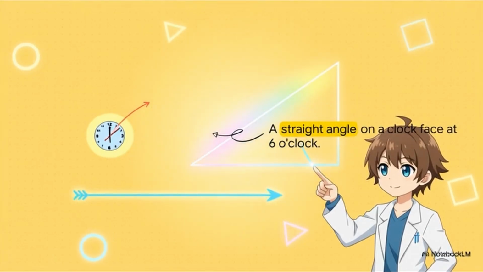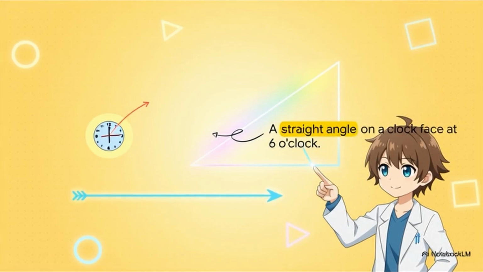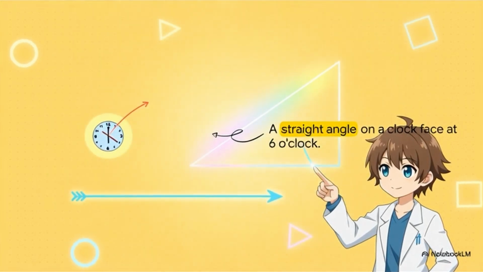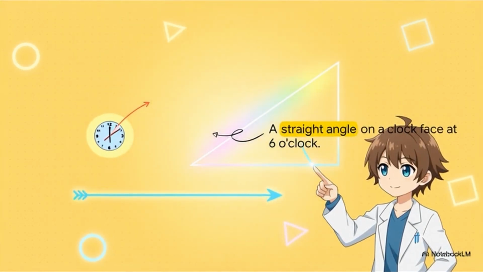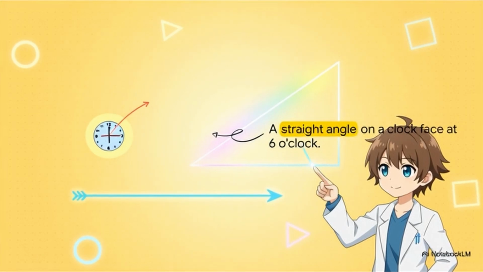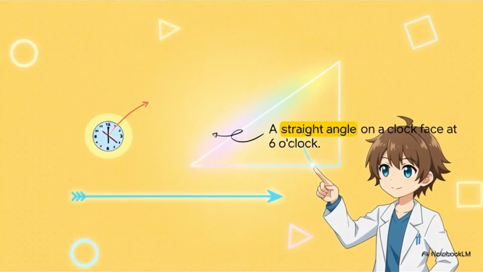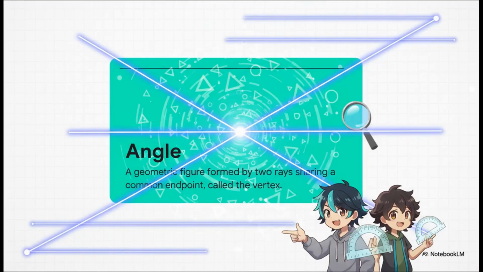And for our last example, check out 6 o'clock. The hands make a perfectly straight line. And get this, that is also a type of angle. So what's going on here? What even is an angle, really? Okay, so here's the official definition. An angle is basically just two lines, or rays, that meet up at a single point. That point where they connect, we call that the vertex. So an angle is really just a way to measure the space created where those two lines meet.